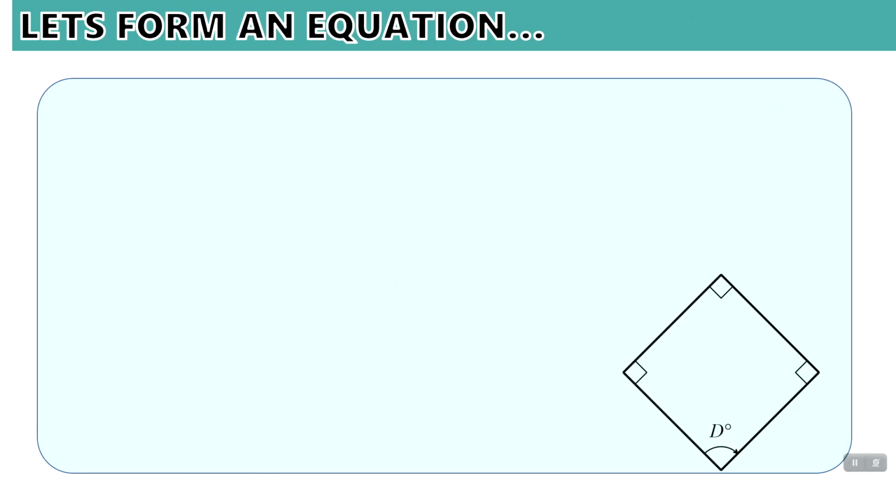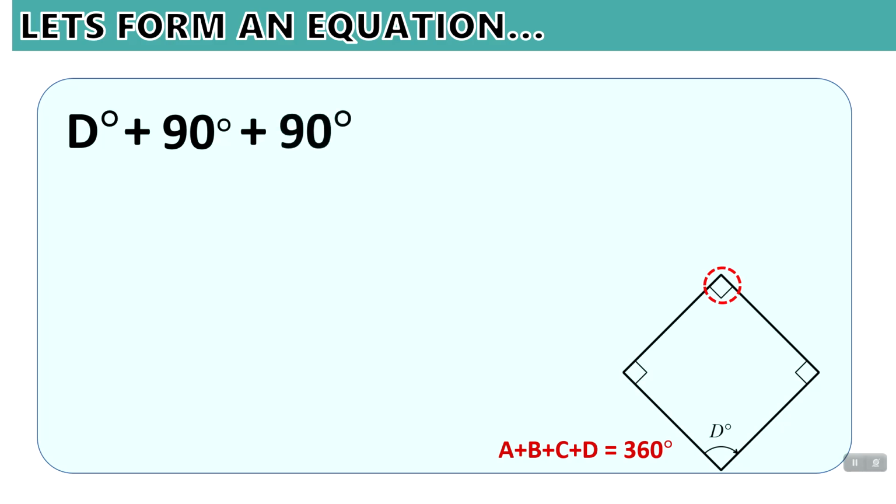This shape looks very familiar. There are three right angles in the shape, and there's an unknown angle D. Any guesses as to what D is probably going to be? Let's check just to be sure. We know A plus B plus C plus D is 360, and we start with D, the unknown. So D plus 90 plus 90 plus 90 is equal to 360.